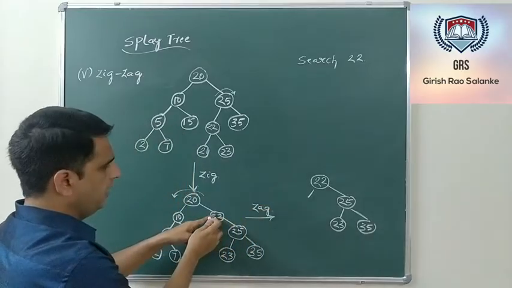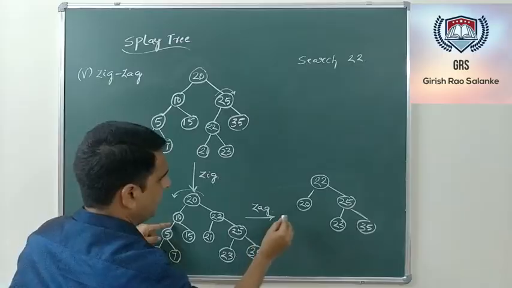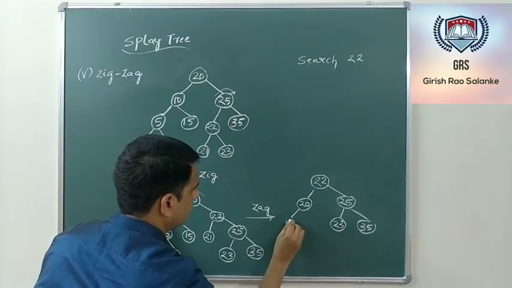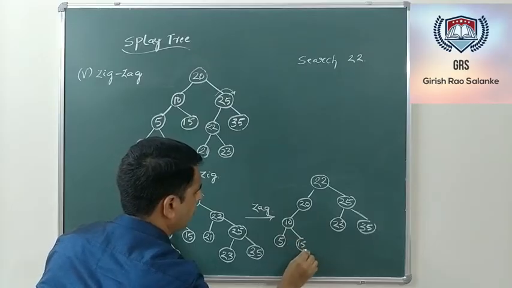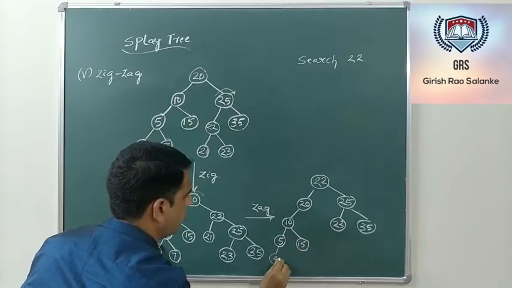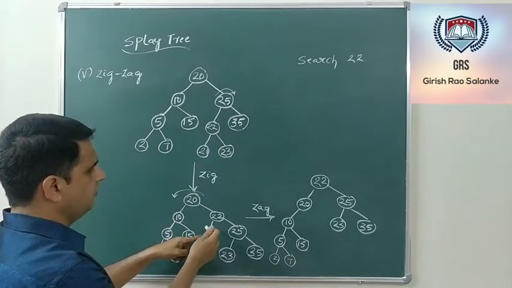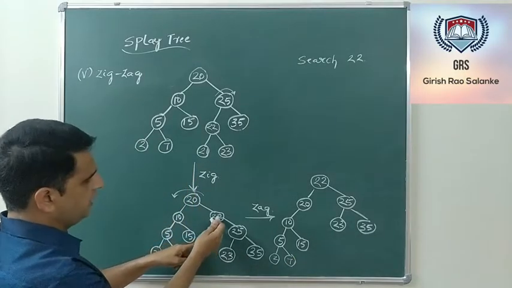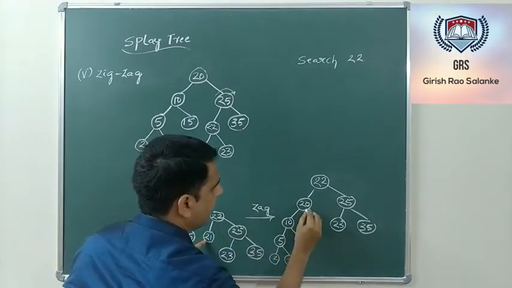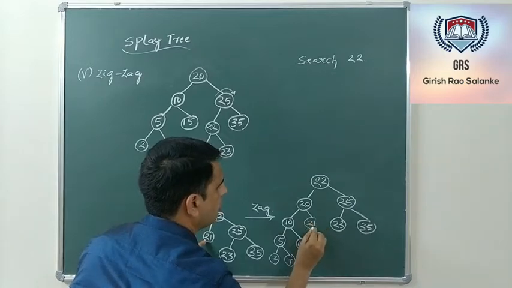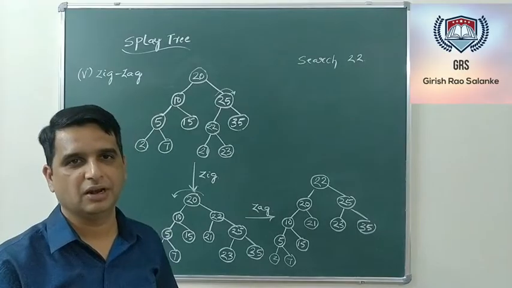Now 22's left child will be 20 first. So 20's left side remains as it is: 10, 5, 15, 2 and 7. The only thing is this 21, which was the left child of 22, will now be the right child of its parent. Yeah. So note that this is a zigzag operation.